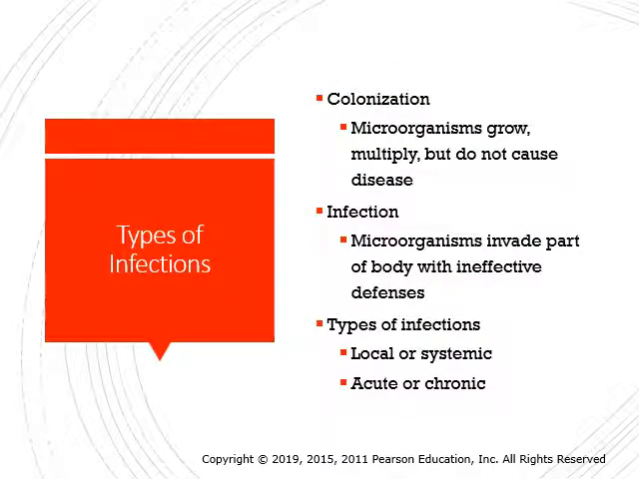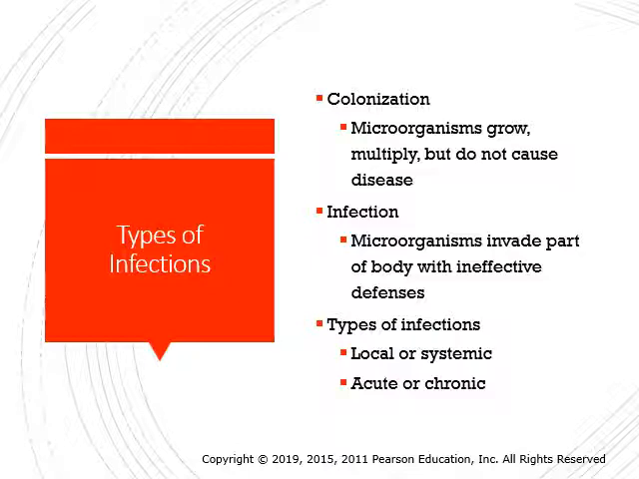So let's talk about some types of infections. You'll hear the word colonization used often, and frequently this is used in reference to MRSA. So colonization is when microorganisms grow and multiply, but they do not cause disease. So typically we characterize this as an individual has been exposed to that microorganism, but it is not causing an active disease in that individual. So we find MRSA colonization often in the nares of patients, but they're not ill. So we know that they've been exposed because we can identify it, but it's not actively causing an illness.